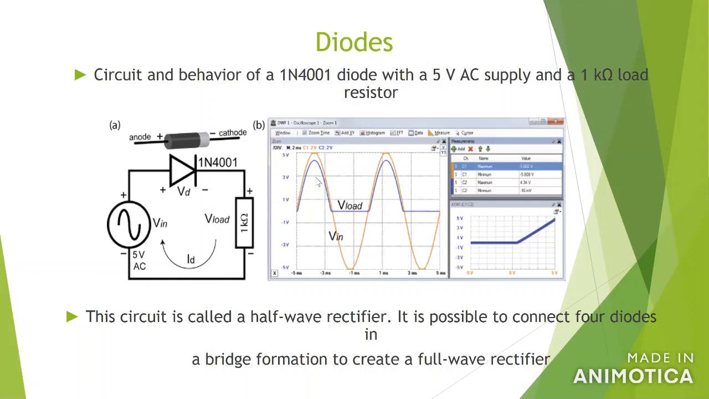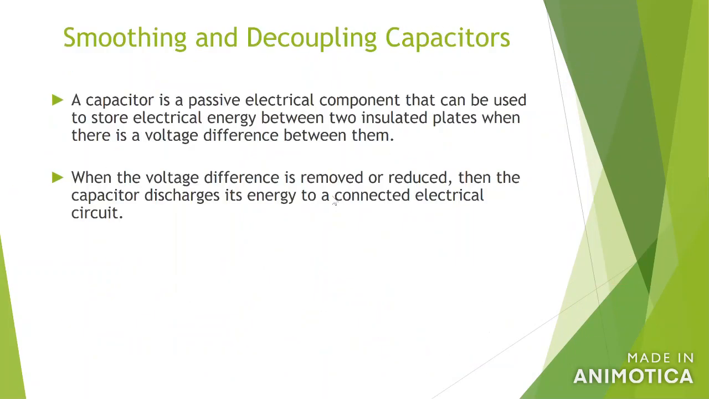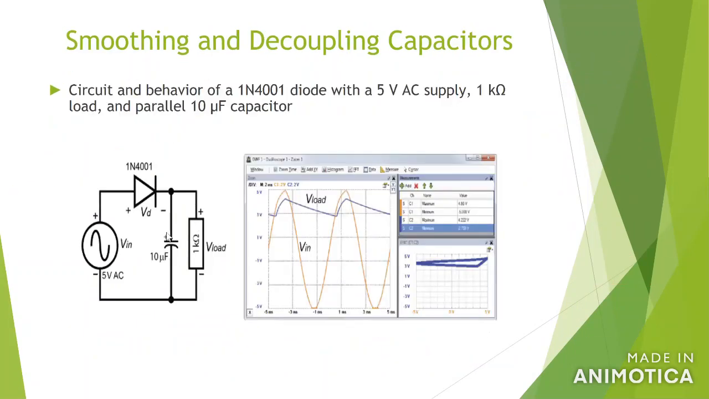So how can we make this smoother? We can use this capacitor. You can see it's much smoother, right? Compared to the one we saw before, the blue line. So the blue line is the output voltage for this circuit, because we have a capacitor.